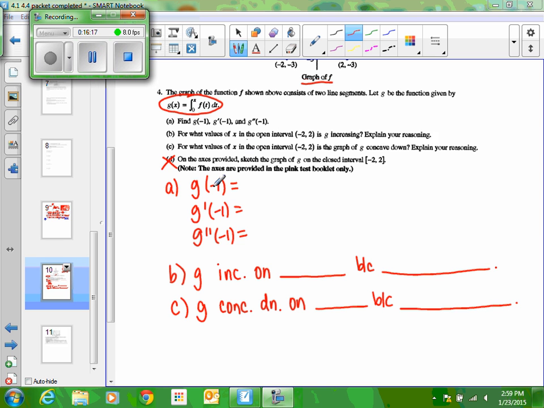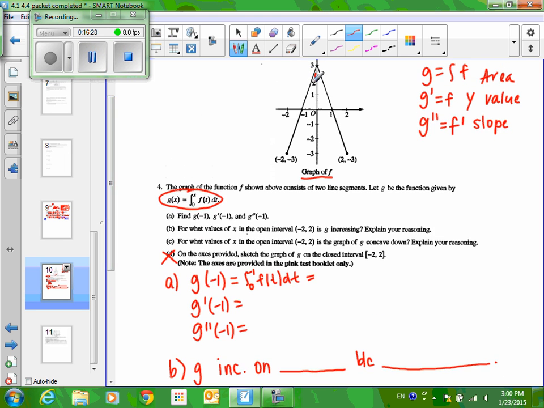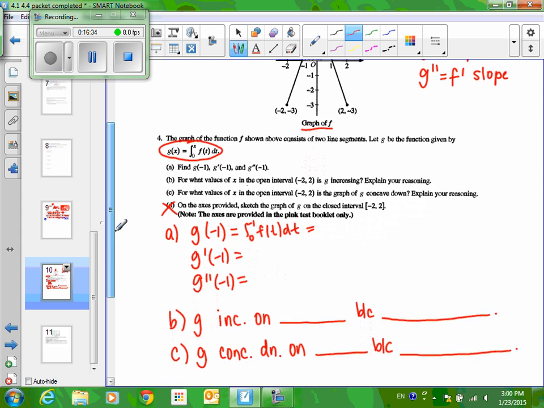So g of -1. Did you guys use the formula? What shape did you get when you looked at the picture? A triangle, right? Now, what's the area of this triangle? 3/2, right? Now, I'm going to say that the answer really is -3/2. And I want you to tell me why.